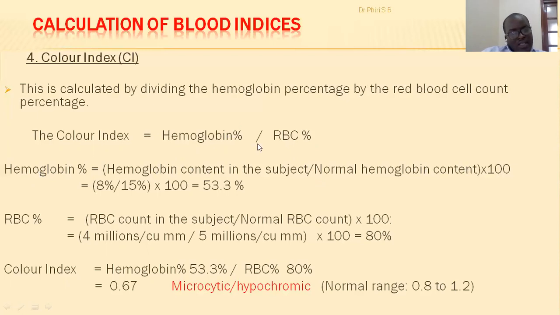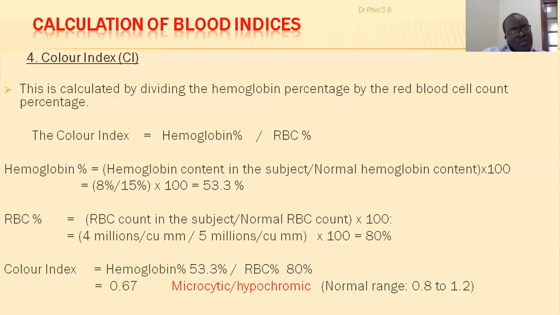In this case, the hemoglobin content we are given is 8%, and that of the normal person is 15%. So 8 divided by 15 multiplied by 100 gives you 58.3%. This is the hemoglobin percent. So you're looking at the hemoglobin content of your subject or patient compared to that of the normal person. You're comparing the two, so it's a percentage.